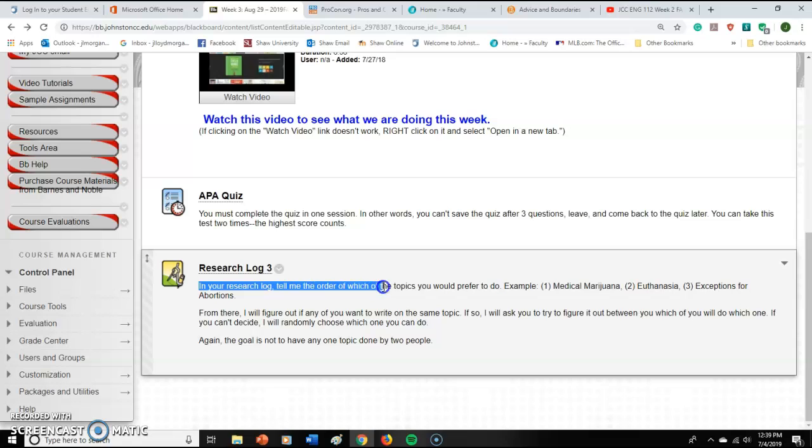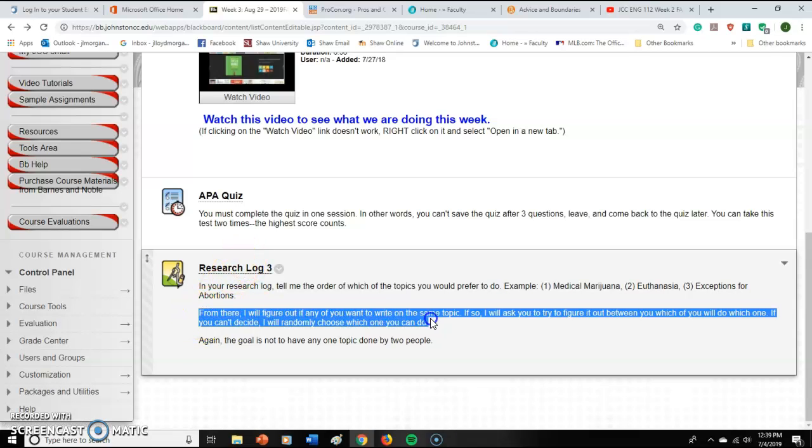In this research log, you're going to tell me the order of which topics you would prefer to do. So let's say you researched medical marijuana, euthanasia, and exceptions for abortions. By the way, these 3 are very common. So if you pick those 3, chances are... Okay, you did some research, you found 3 topics. Tell me which one would be your first choice, which would be your second choice, and which would be your third choice. From there, once I've collected all of research log 3, I can figure out if any of you want the same topic.